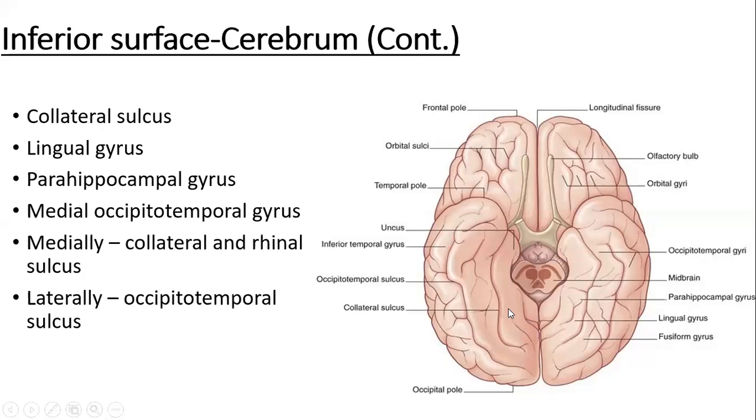lingual gyrus. This lingual gyrus anteriorly becomes continuous with the parahippocampal gyrus. This parahippocampal gyrus has the anterior-most end in the form of a hook called uncus of the parahippocampal gyrus. This uncus is separated from the temporal lobe laterally with the help of another sulcus, which is called the rhinal sulcus. So above we have the rhinal sulcus, and posteriorly and behind we have the collateral sulcus.